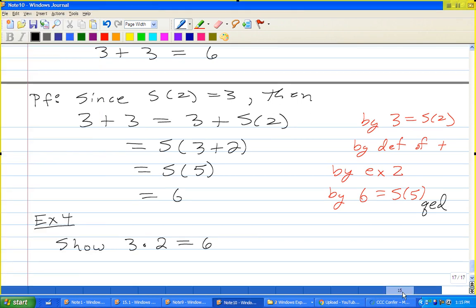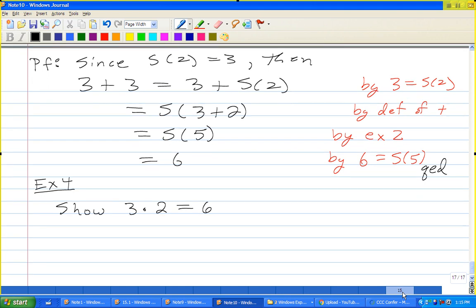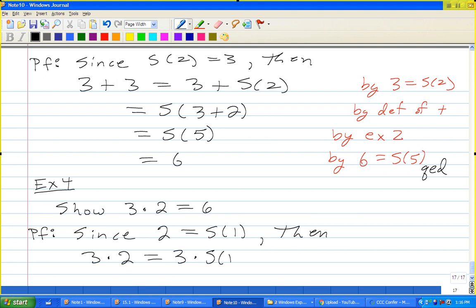Okay, so proof. Okay, so I want to look at the successor of 1. So since 2 is the successor of 1, then 3 times 2 is the same as 3 times the successor of 1.